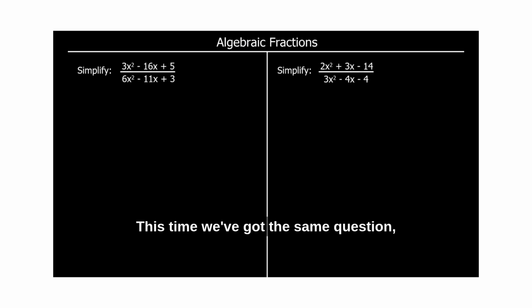This time we've got the same question, a quadratic on the top, a quadratic on the bottom. We need to factorize the top, factorize the bottom, and cancel out a bracket if it's the same on the top and the bottom. The only difference is we've got harder quadratics to factorize because we've got a number in front of the x squared.